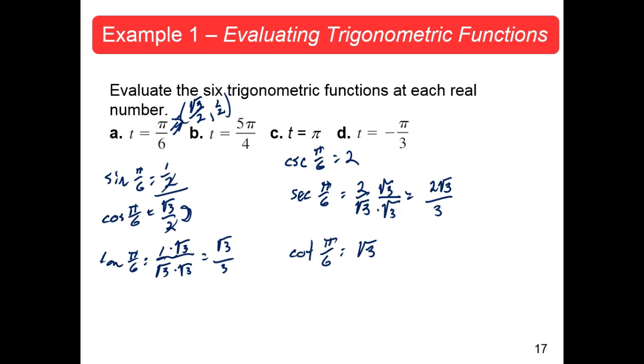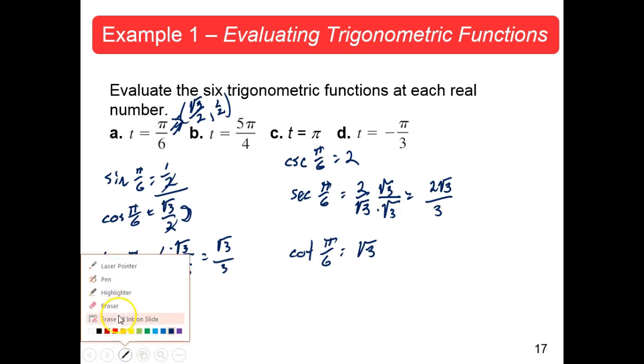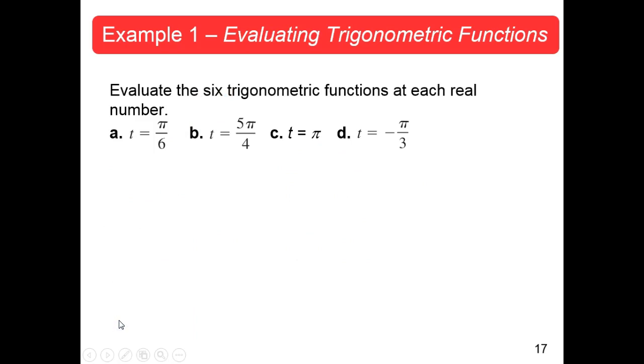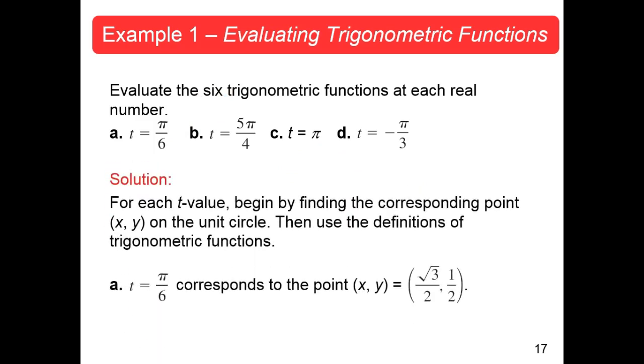So, because this one is the very first one they're going to do, let's do it while we're still thinking of it, and let's see what answers they get. For each t value, begin by finding the corresponding point xy on the unit circle. That's exactly what we did. Identify that point, and that was √3/2, 1/2. As soon as you have that point identified, you have all 6 trig functions.